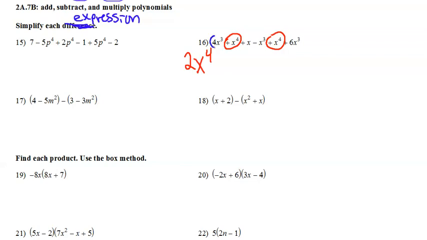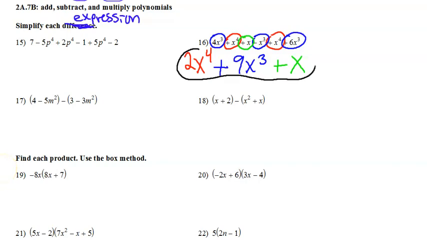And then let's add the cubes together. 4x cubed, negative x cubed, and 6x cubed. 4x cubed plus 6x cubed is 10x cubed. And then 10 minus 1 would be 9. So we put plus 9x cubed. And then let's add the x terms, which is just a plus 1x. And this would be your simplified expression. 2x to the fourth power plus 9x cubed plus x.